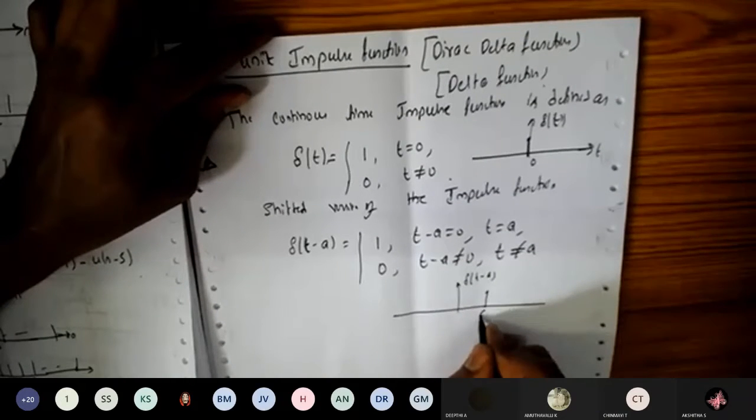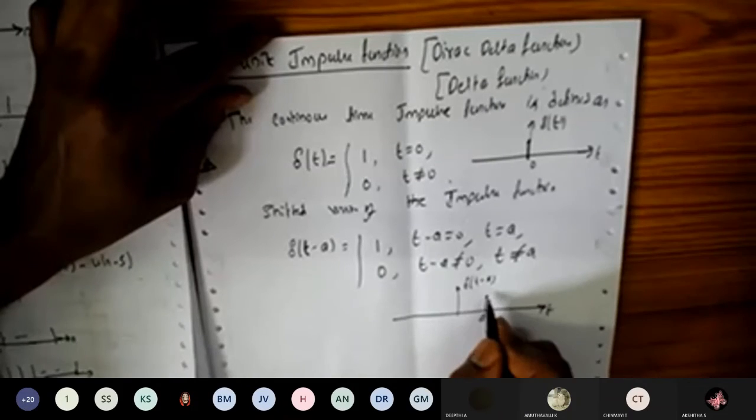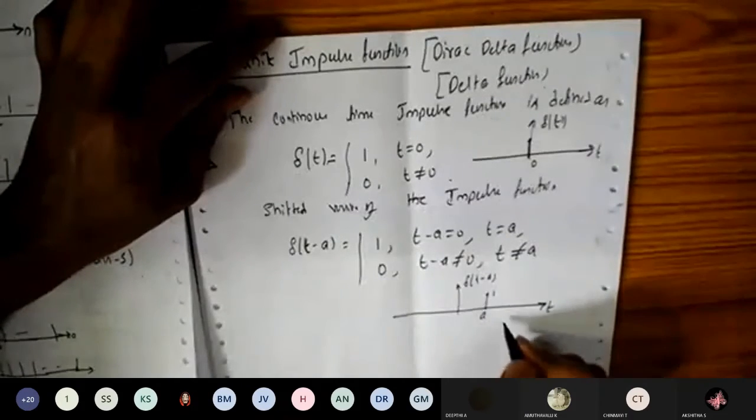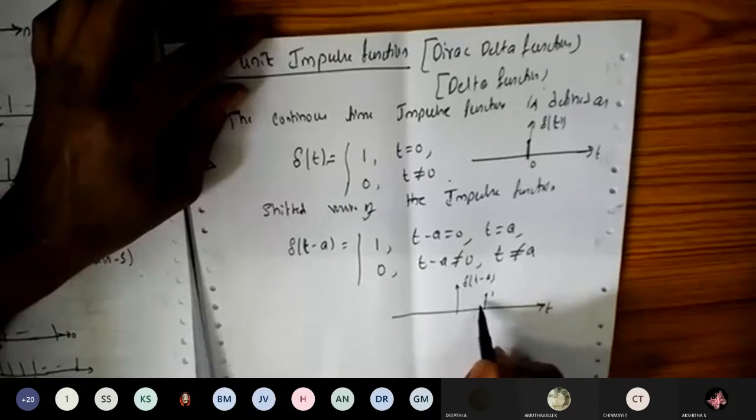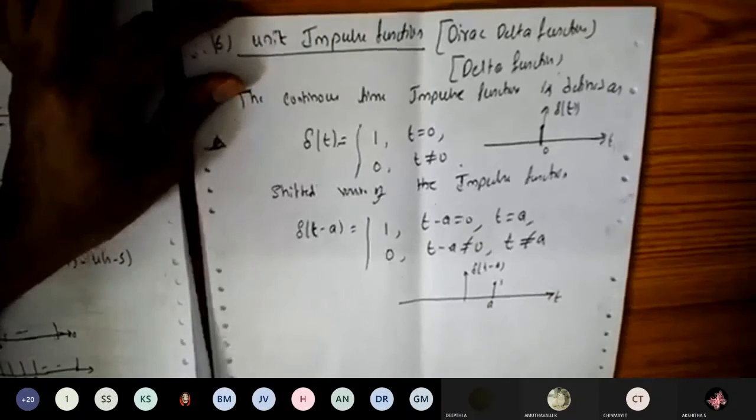This is the time axis here. When I substitute t equal to a, this has the value 1. We can also have a scaling factor here. Suppose I multiply by something like 5, this will become 5. Like that, we can have the scaling factor 5 here.